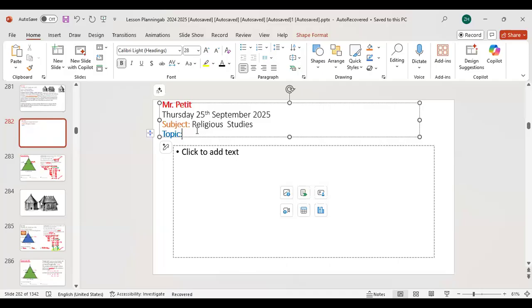All right, so let's talk about the birth of Jesus and the ministry in the temple. This is going to be Jesus presented in the temple. So Jesus is presented in the temple.